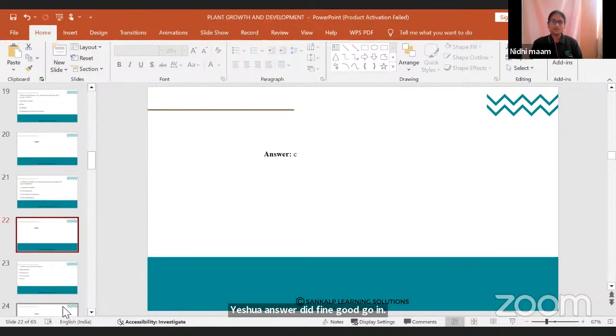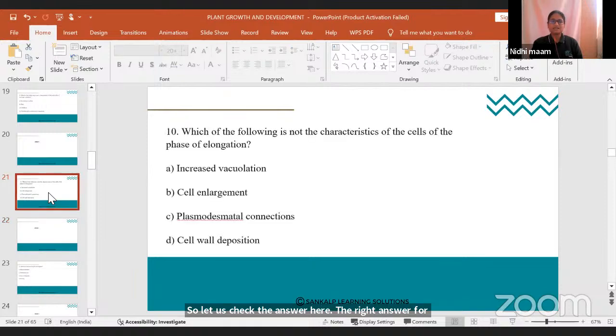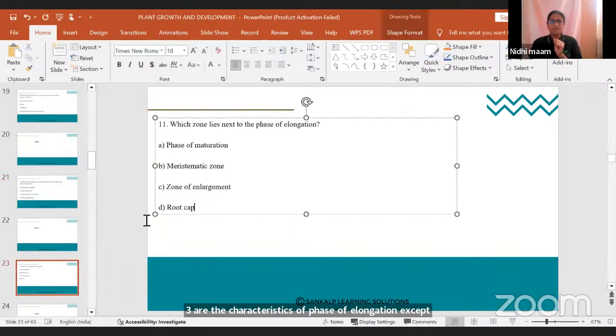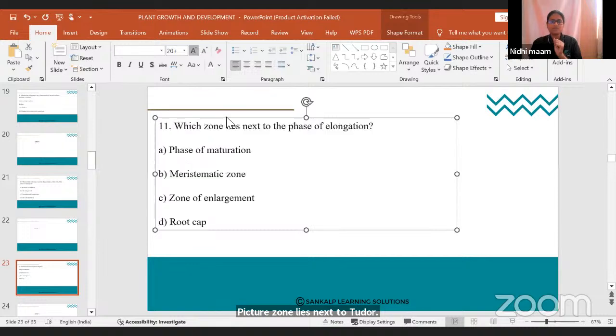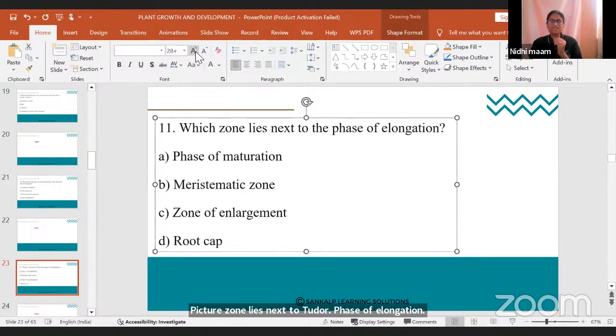The right answer for this question is plasmodesmatal connections, which are not present in the phase of elongation. Cell enlargement happens, vacuole volume increases, and cell wall deposition happens. So all three are characteristics of the phase of elongation except plasmodesmatal connections. That is primary. Which zone lies next to the phase of elongation?